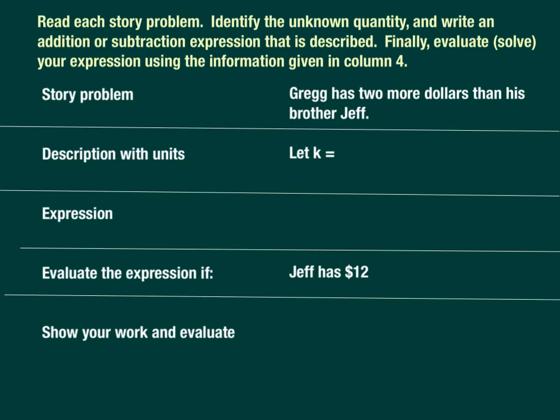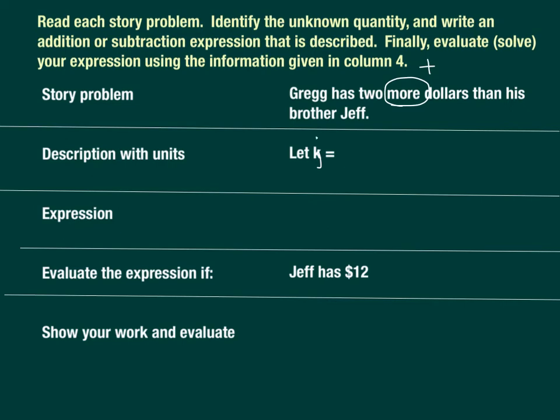It says Greg has $2 more than his brother Jeff. Already, I'm going to circle that word more, because that already tells me that this is going to be an addition expression. So using what we've already practiced in our previous tasks, we'll identify that. So the first thing is to describe our variable. So we're going to let K equal, might actually be let J equal on your paper, so I don't know why I made it a K.